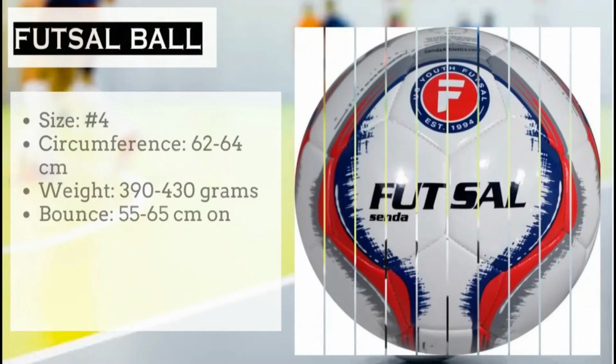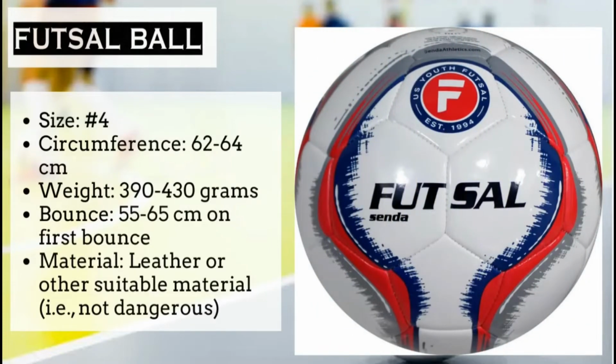Futsal ball. Size is number 4. The circumference is 62 to 64 centimeters. Weight is 390 to 430 grams. Bounce must be 55 to 65 centimeters on first bounce. Materials used are leather, or other suitable material that is not dangerous.